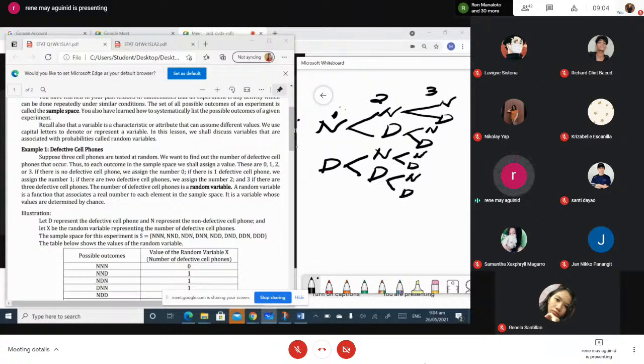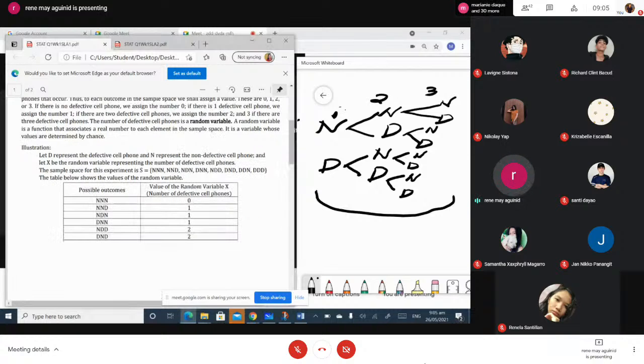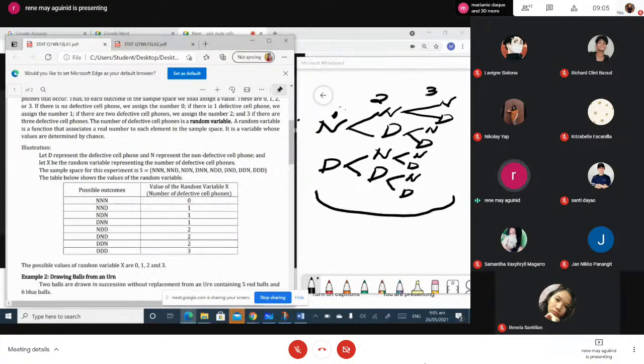So here, so that you don't get confused, you have NNN, NND, NDN, NDD, DNN, DND, DDN and DDD. These are all the possible combinations. They are all listed in our table based on the tree diagram we made.